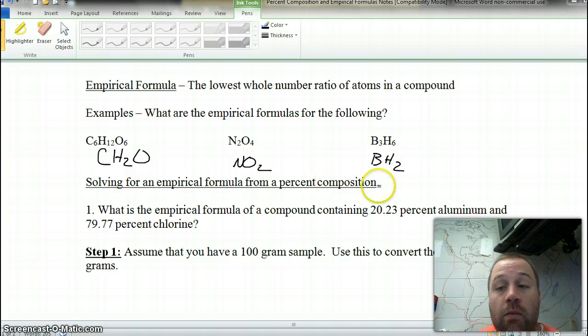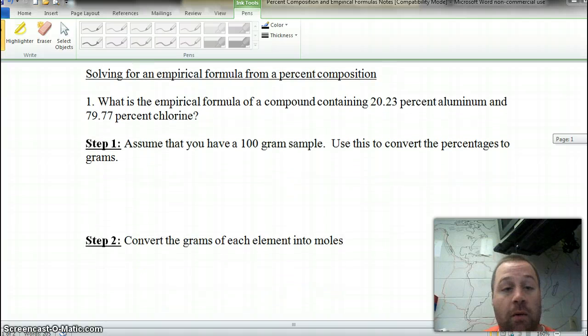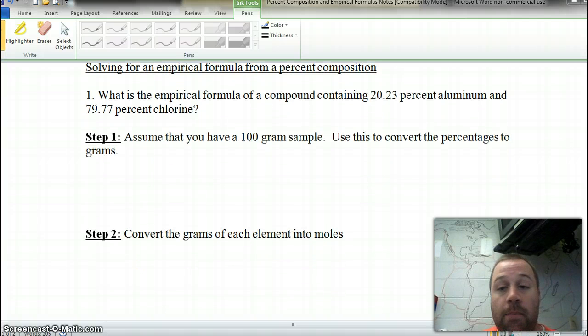Now when we do this, we're going to look at 4 steps to solve for that lowest whole number ratio in a problem. Okay? So our sample problem here says, what is the empirical formula of a compound containing 20.23% aluminum and 79.77% chlorine? So basically all this means is that some analysis was done.